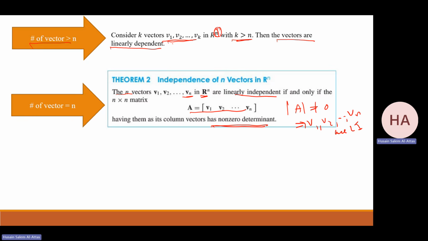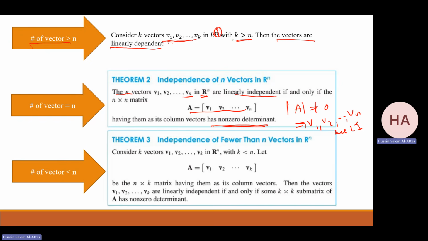If the determinant is equal to 0, that means they are linearly dependent. The last case: if the number of vectors is less than n, we have a matrix with these vectors as its column vectors. Then the vectors are linearly independent if and only if some k by k submatrix of A has a non-zero determinant. I'll try to take a k by k submatrix and check if it has a non-zero determinant, then the vectors are linearly independent.